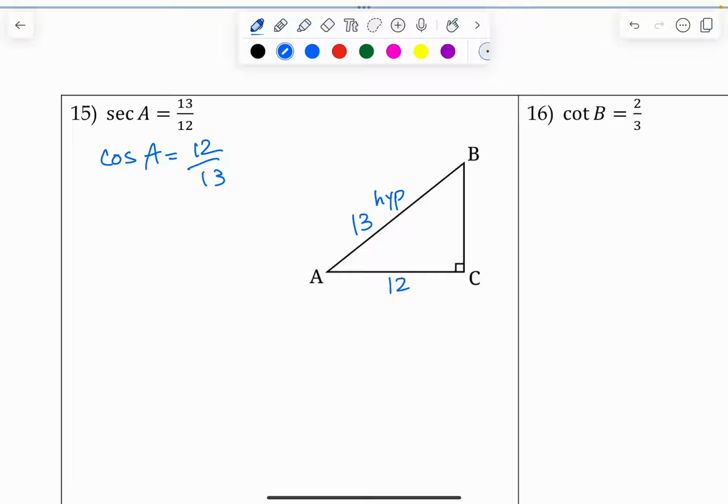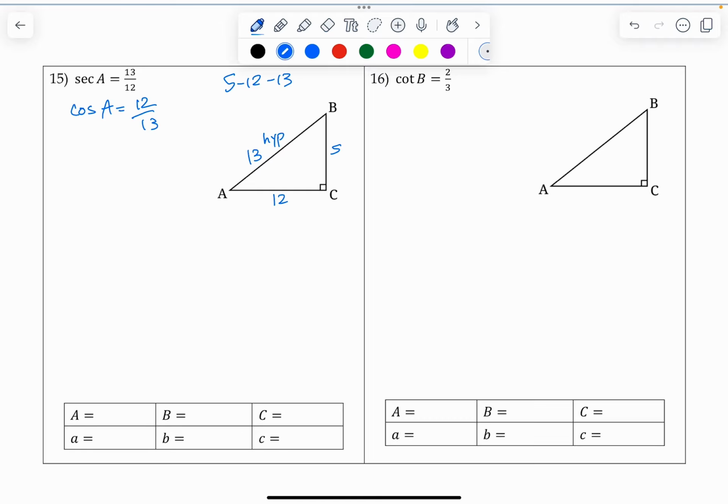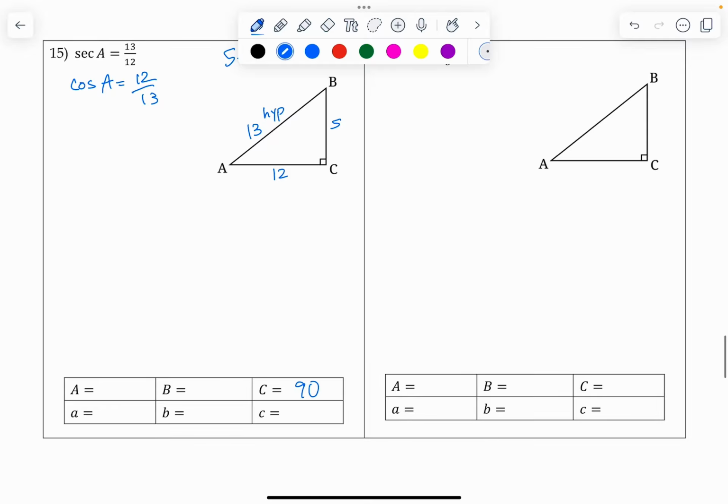If you remember our song, 3, 4, 5, 5, 12, 13, 8, 15, 17, 7, 24, 25. 5, 12, 13 is one of our triples. I see 12 and 13, 13 is the hypotenuse. That means this other side has to be 5. We know angle C. We know that little a is 5, little b is 12, and little c is 13. And so now we can find angle A using one of our trig ratios.